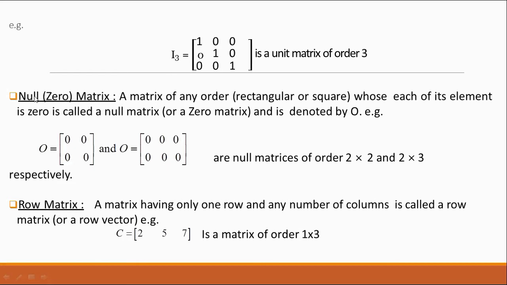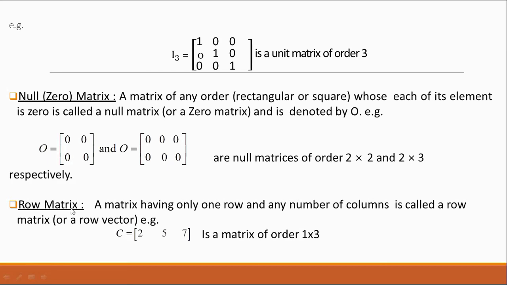Now, what is a null matrix? A matrix of any order, rectangular or square, in both cases, each of whose elements is 0 is called a null matrix. For example, in this matrix all elements are 0, so this is a null matrix. Here in this matrix all elements are also 0, so this is a null matrix. This is a square matrix, this is a rectangular matrix. This square matrix is called a null matrix because all elements of this square matrix are 0, and this rectangular matrix is also called a null matrix because all elements of this rectangular matrix are 0.